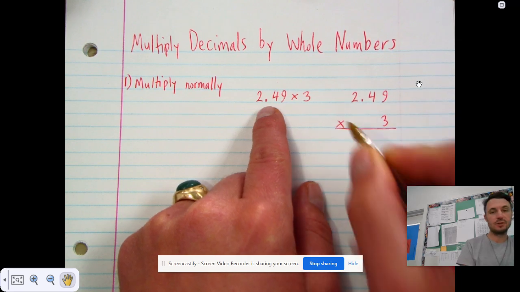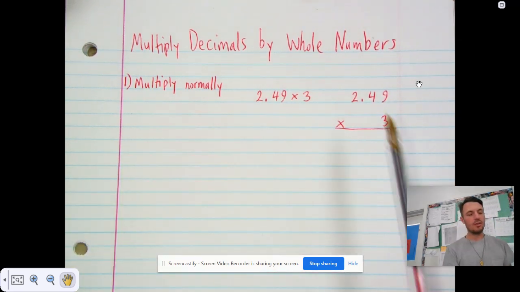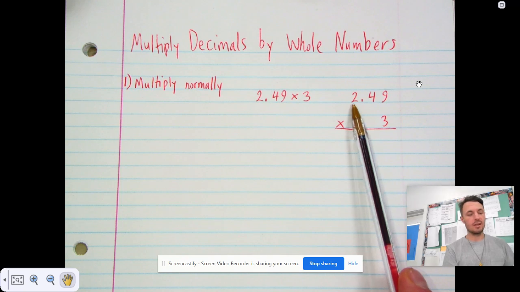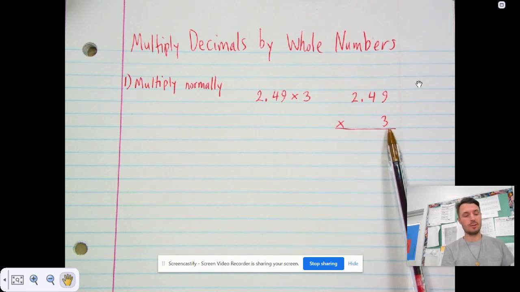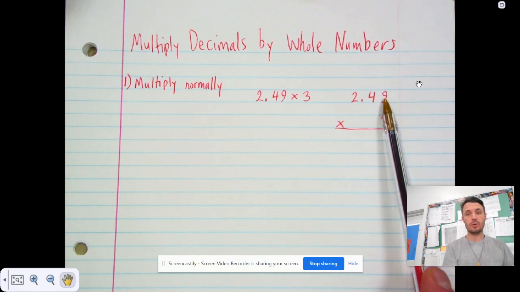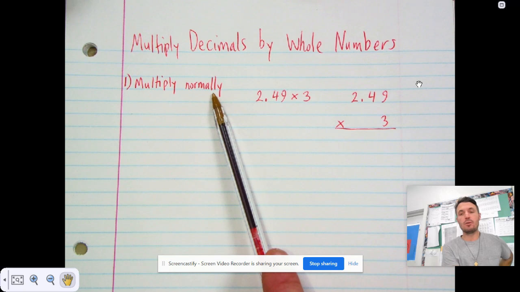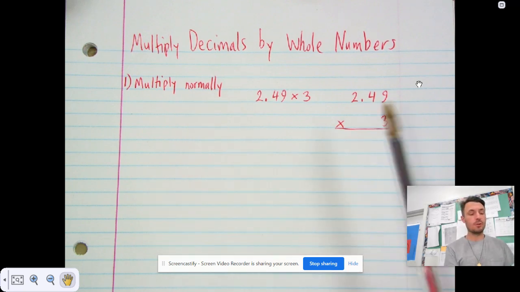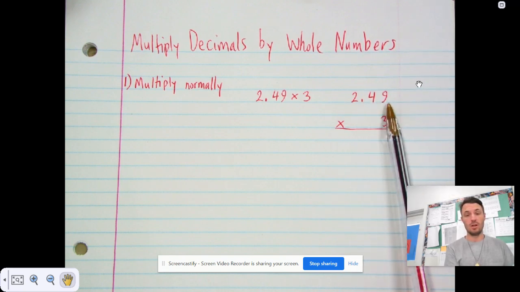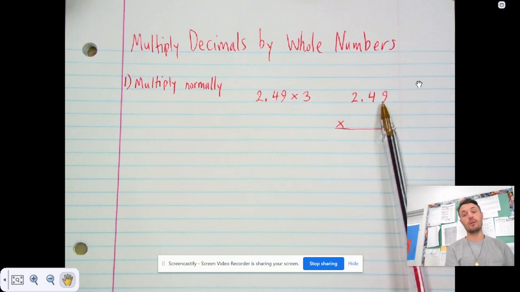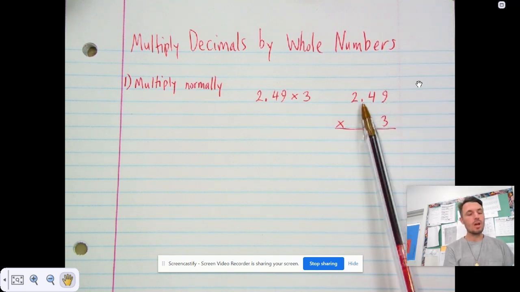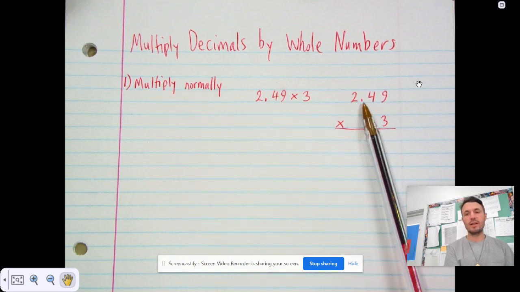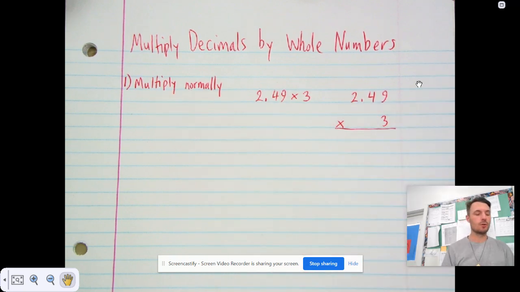Notice my place value positions are not lined up. This 2 is in the ones place, and this 3 is also in the ones place, yet they're not lined up. I can put my 3 under my hundredths place. It doesn't matter. You multiply normally as if there's no decimal point there. In other words, you pretend like you're multiplying 249 times 3. Now, is this 249? No. It's 2 and 49 hundredths. Much, much different. But for this first step, we ignore the decimal point and just pretend like it's 249 times 3.